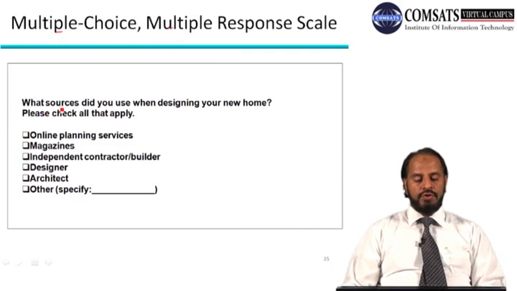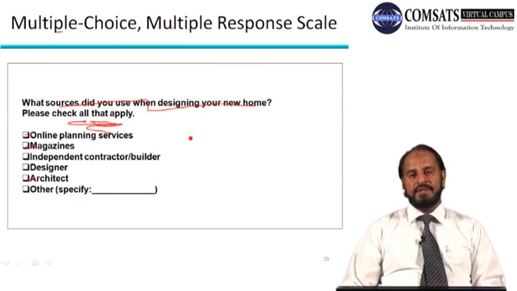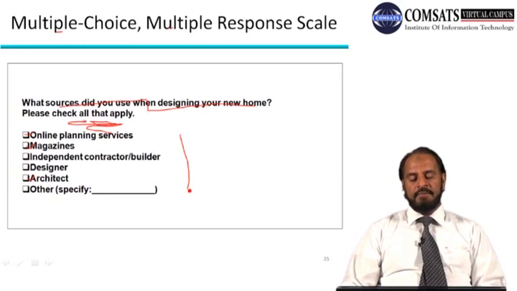On the other hand, we have a multiple choice but multiple response scale. We can say, what source did you use when you were designing your new home? Please check all that apply. So you're not just saying that this is the only way, that an online planning service was used. Maybe you've used multiple services. Maybe you've used a magazine, you've used an architect to plan your house, and used online planning services to do that. So here, this is again slightly different from a nominal scale, but it's trying to get more than just one option, as compared to the previous example where you had to give just one choice.